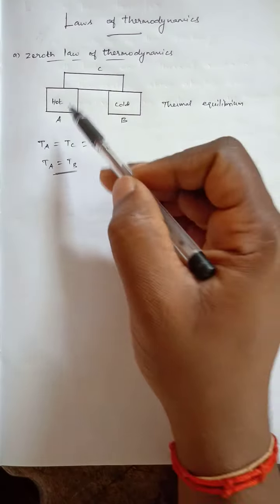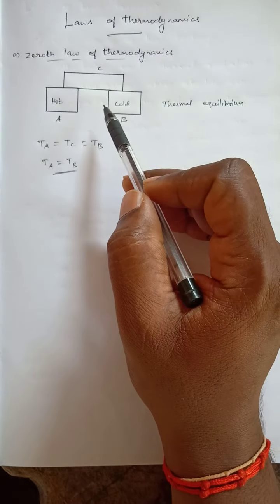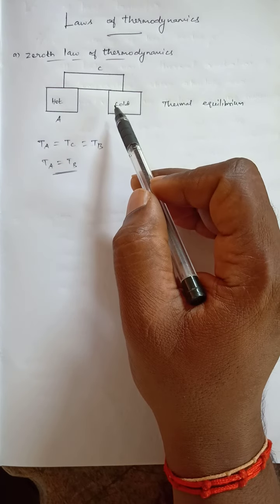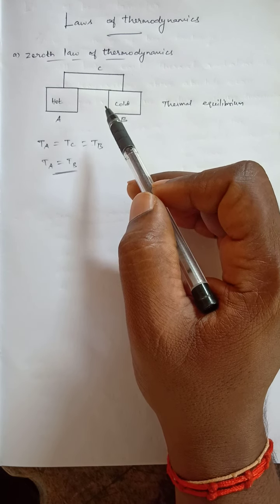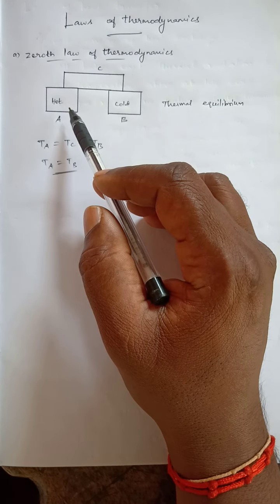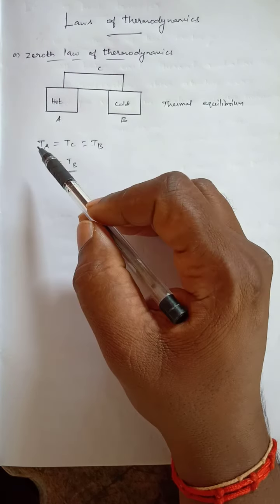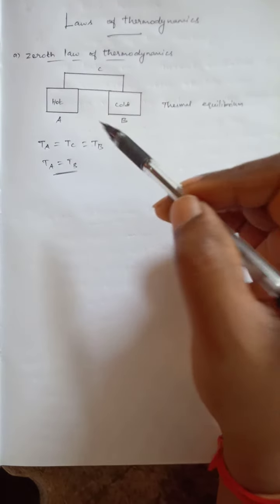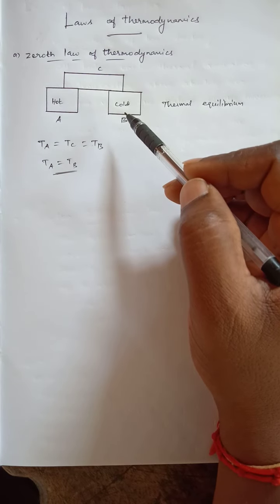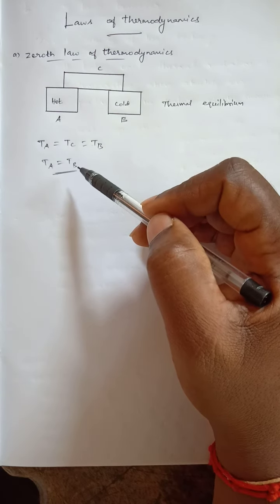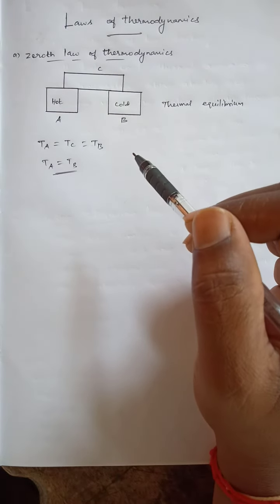Consider three systems A, B and C which are initially at different temperatures. Assume that A and B are not in thermal contact with each other, but C is in contact with both A and B. After a time, the third system gains energy from A, so both are in thermal equilibrium, so TA equals TC. Then after that, TC equals TB. And finally, we can say that TA equals TB, where TA, TB, TC are the temperatures of systems A, B, C respectively.